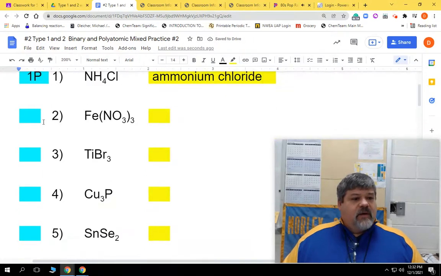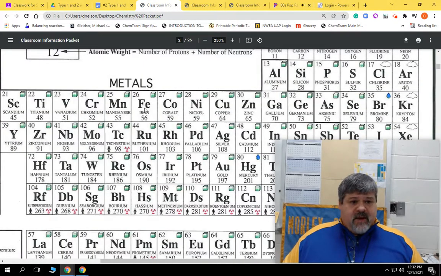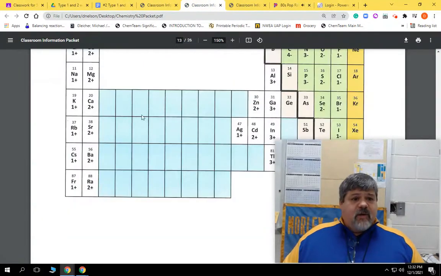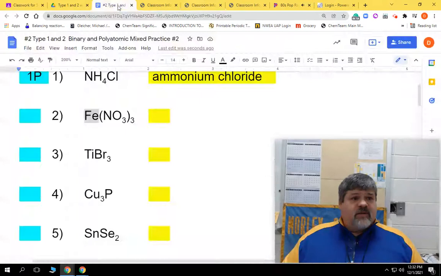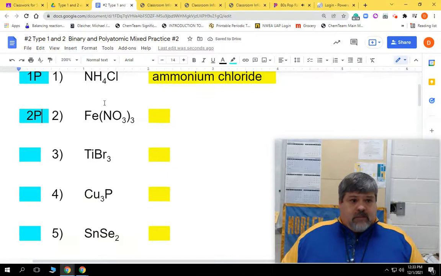Let's do one down here. Right away, I can see that it's Fe. If I go to my periodic table, it is right in here. Remember, if it's in the blue, it must be type 2. So we know it's type 2, and it's more than 2 elements, so it must be polyatomic. So we have to put the Roman numeral for iron. We have to figure that out.